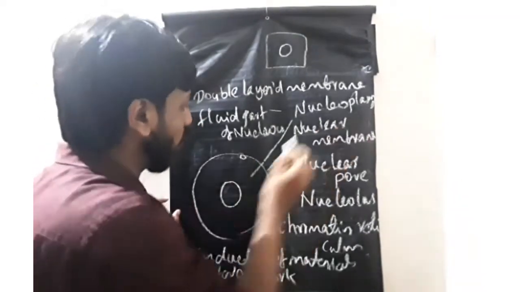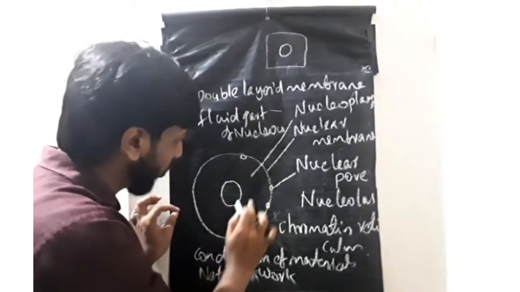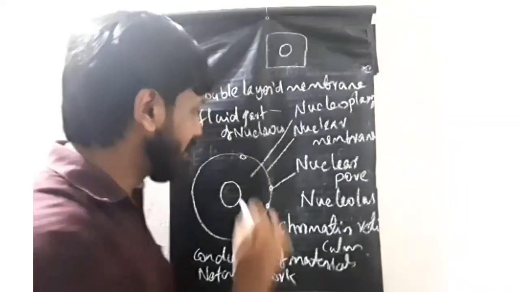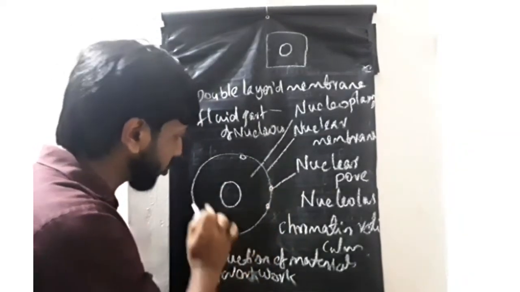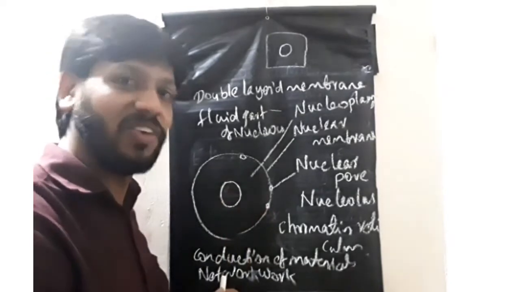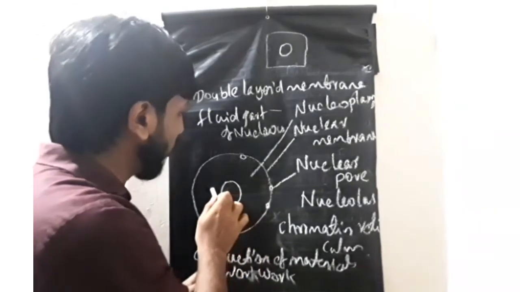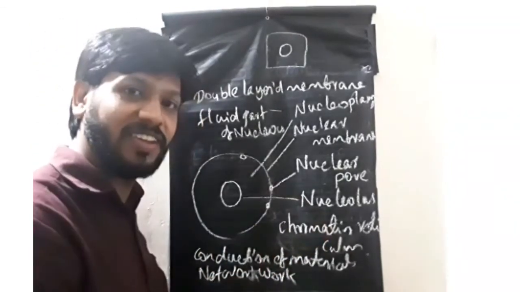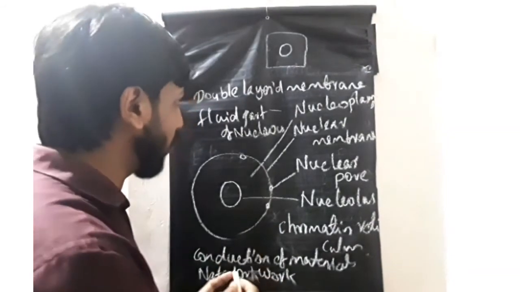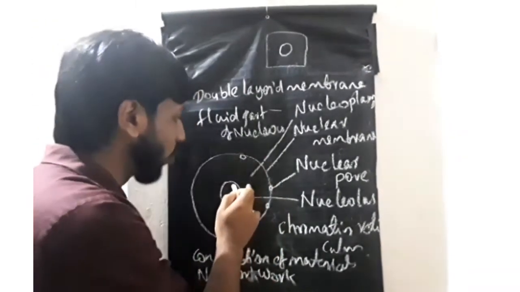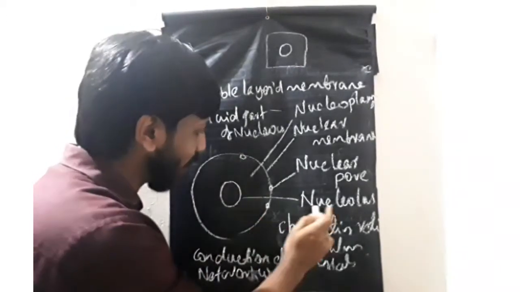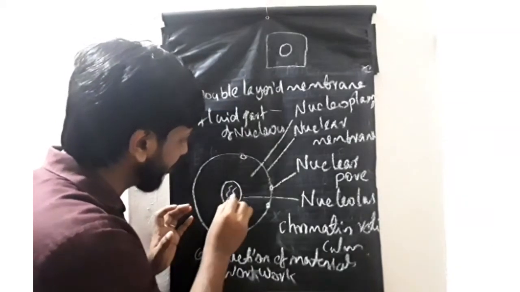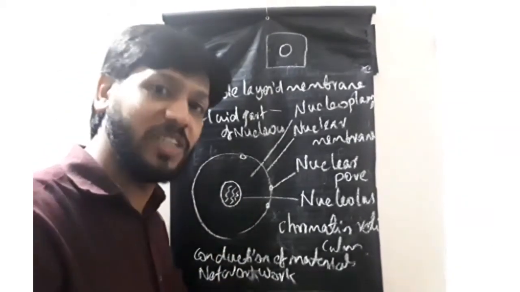Then this one is the nucleoplasm. This fluid part is called nucleoplasm. The outer membrane is called nuclear membrane. Very simple. And at the center of the nucleus, here you can see the nucleolus. So which are the important parts? Nuclear membrane, nucleoplasm, nucleolus. Inside the nucleus, you can see chromatin reticulum.